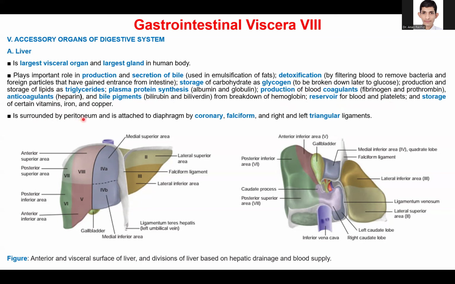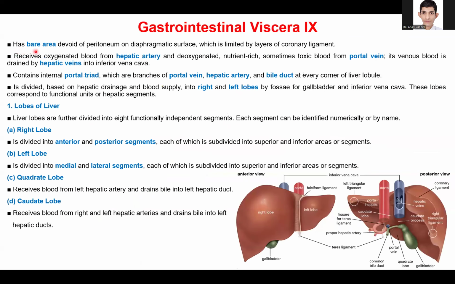The liver is surrounded by peritoneum and attached to the diaphragm by the coronary, falciform, and right and left triangular ligaments, as can be seen in the figure. It has a bare area devoid of peritoneum on the diaphragmatic surface, which is limited by layers of the coronary ligament. It receives oxygenated blood from the hepatic artery and deoxygenated, nutrient-rich, sometimes toxic blood from the portal vein. Venous blood is drained by the hepatic veins into the inferior vena cava.